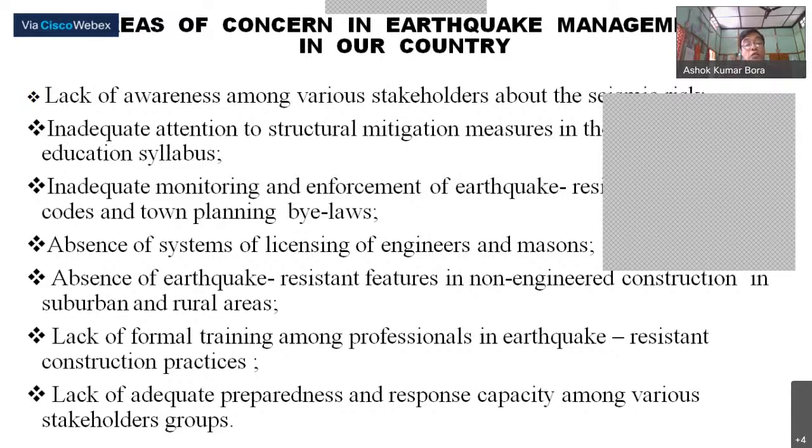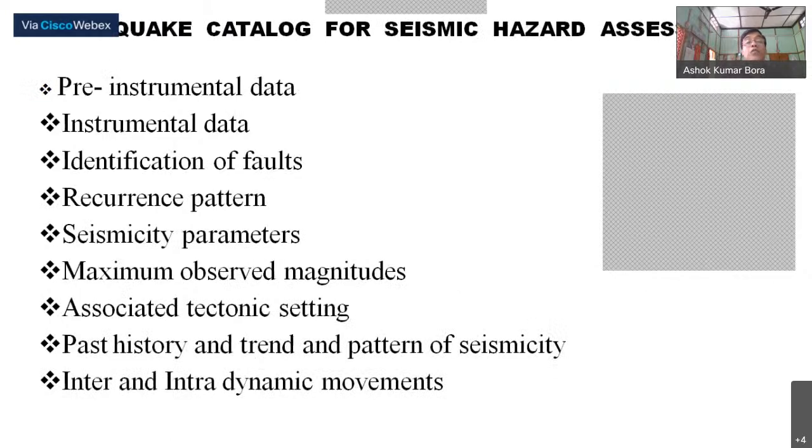They are going in the right direction, so as to provide adequate preparedness and response capacity to the stakeholders, so that we can reduce the damage of the earthquakes. Then, earthquake catalog for seismic hazard assessment: we need pre-instrumental data, we need instrumental data, we need identification of faults. Earthquake recurrence pattern should be studied. Seismicity parameters should be fixed, and they should be rated very scientifically.